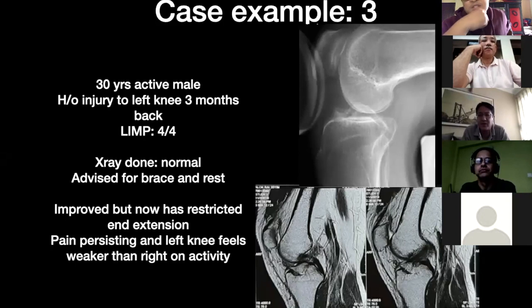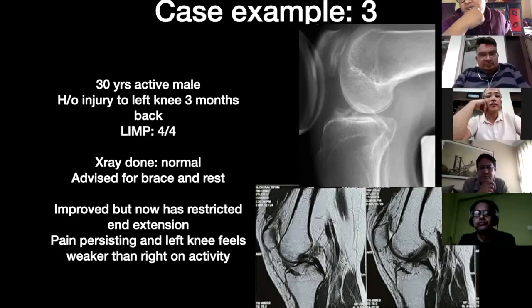Sudeep, sir, any change in opinion? No, we can still give it a try. He has just come to you after 3 months. I would like to give him a try of some physiotherapy and see if his active extension improves. Amit, sir?